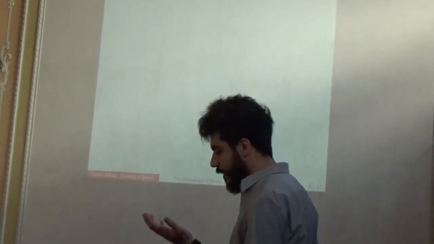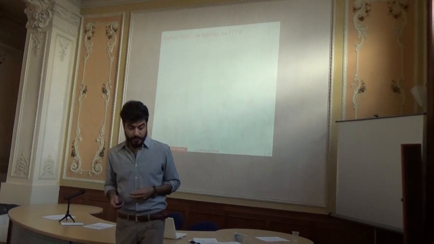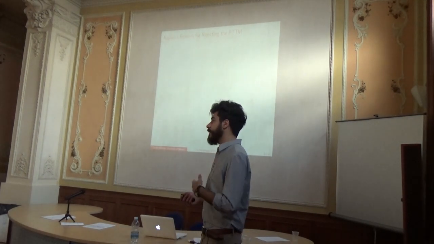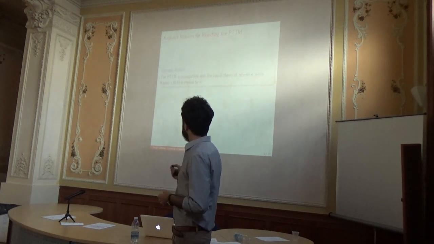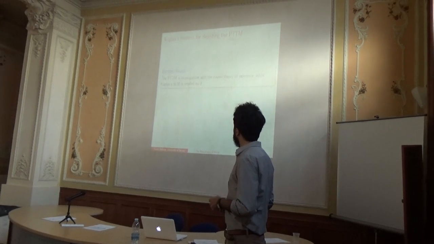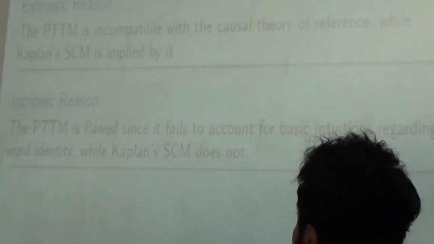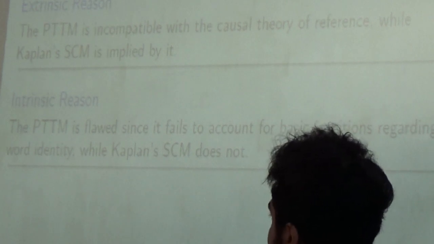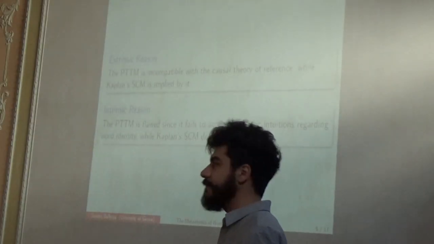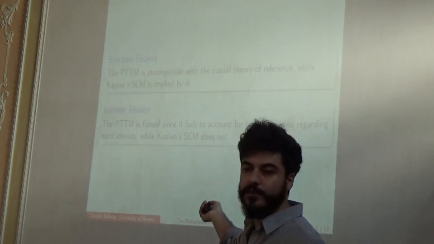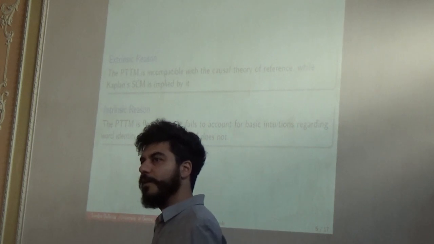So, there are mainly two kinds of reasons for Kaplan rejecting this kind of model. One extrinsic reason and one intrinsic reason, we could say. So, the extrinsic reason is this. The phonographic type token model is incompatible with the causal theory of reference, while Kaplan's stage continuum model is implied by it. Intrinsic reason. The phonographic type token model is flawed itself, since it fails to account for basic intuitions regarding word identity, while Kaplan's stage continuum model does not. These are the two kinds of reasons Kaplan provides us in order to justify this rejection. Due to time constraints, I'm going to talk about the intrinsic reason only, even if the extrinsic reason is quite interesting.